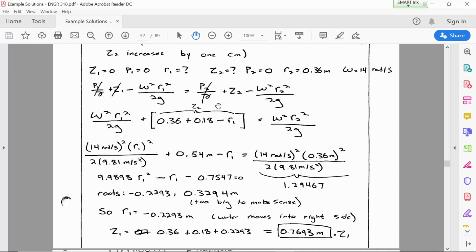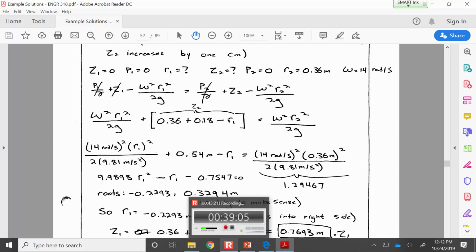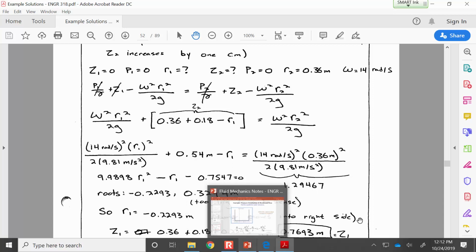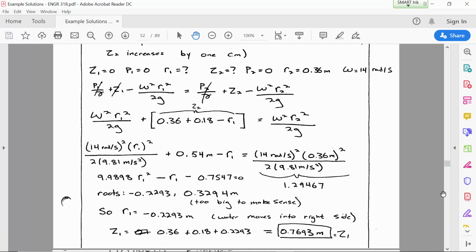So you can see here that I've substituted in, instead of Z2, this relationship that relates the total vertical elevation of the water and the radius at 1. So that's what happens when the liquid is in the base rather than just on either side. Any questions about this example?